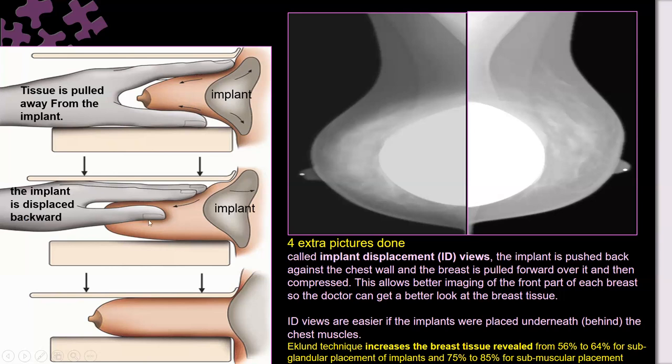Displace the implant back as far as possible. As you push the implant away from the compression plate, it will be easier to compress the breast. You got it? The implant is out of the compression plate, so it will be easier and allow optimum compression of the breast tissue, and the parenchyma will be anterior. This is the implant displaced view. Is it clear? It increases the breast tissue. They said for subglandular placement of the implant, you might see up to 56 to 64 percent of glandular tissue. For submuscular, it will be more, up to 85%.